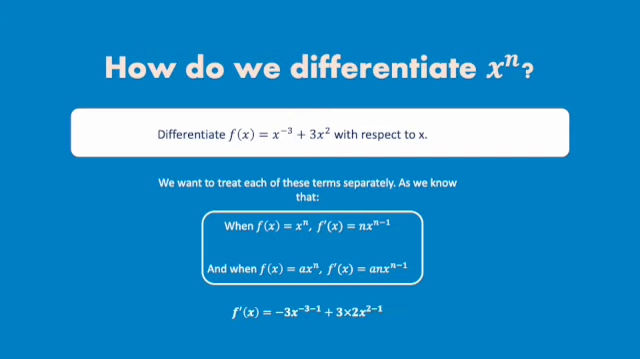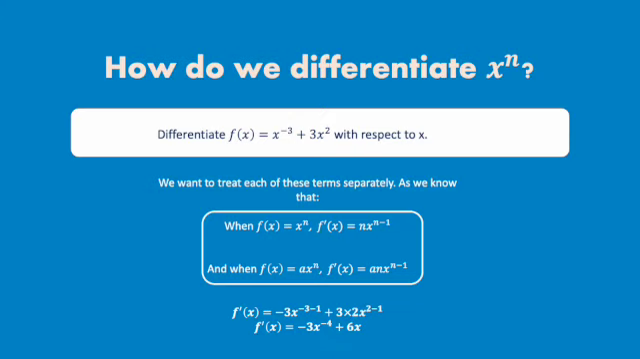So we end up getting here, for the x to the minus 3, we times through by minus 3, and then you take 1 away from minus 3. And you will end up getting, for that one, minus 3x to the minus 4. And then for the 3x squared, you times through by the power, you get 3 times 2, so 6. And then you take 1 away from 2, that power, and you're left with 1. So our final answer there is that f dash x equals minus 3x to the minus 4 plus 6x.